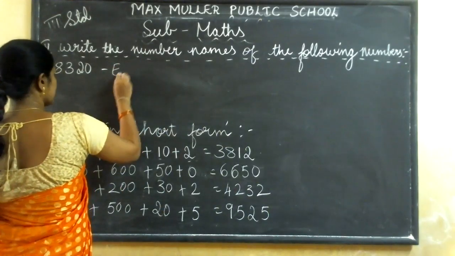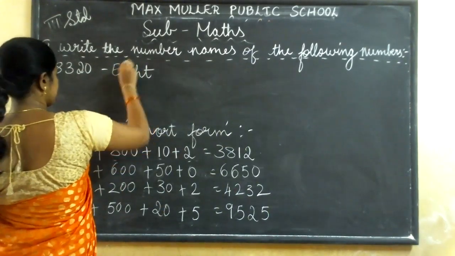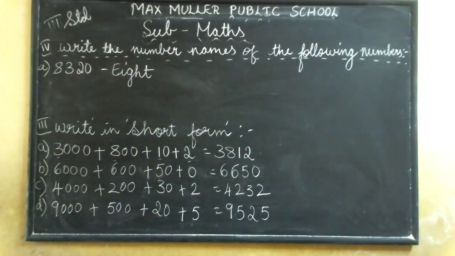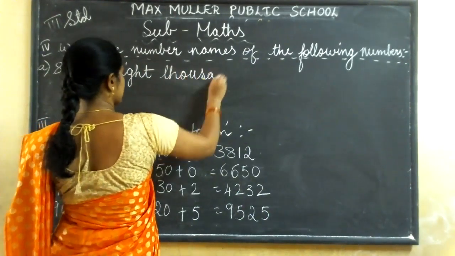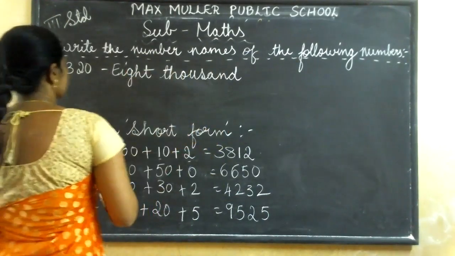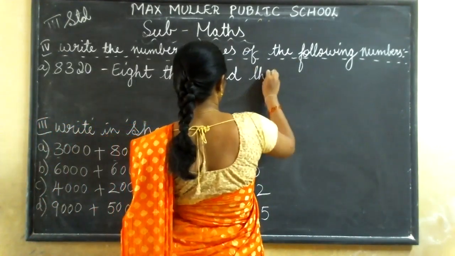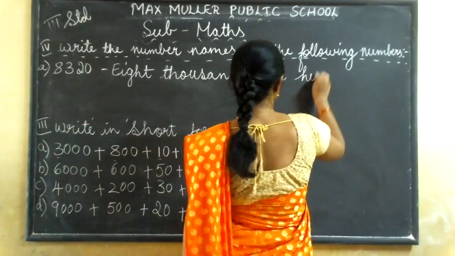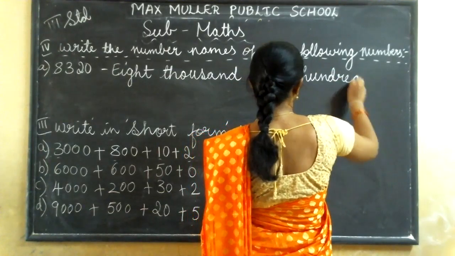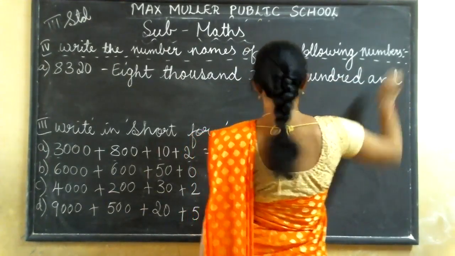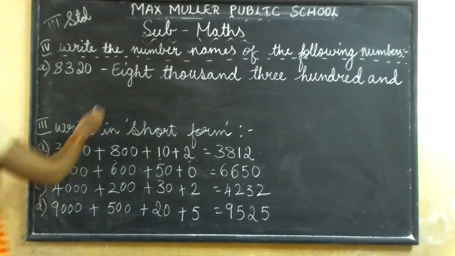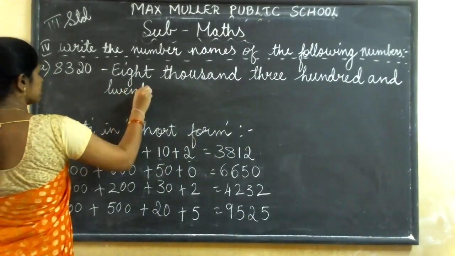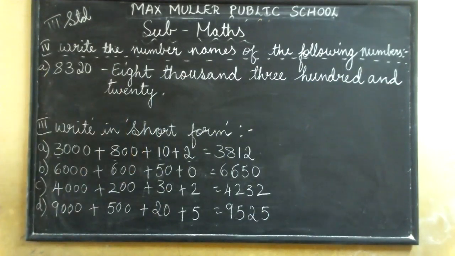8, spelling EIGHT. 8,000, spelling THOUSAND. 3, THREE. 300, HUNDRED. 100 and 8,320. 20, spelling TWENTY. Second one. Shall I clean this one?